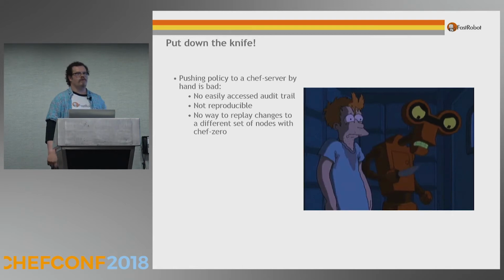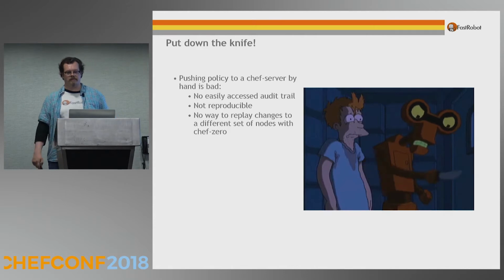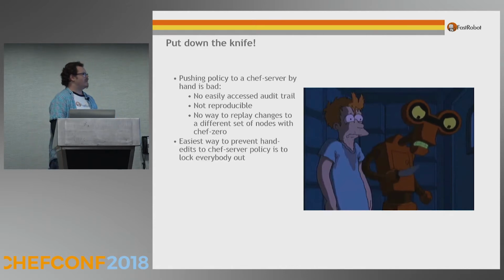It's also really hard to replay that set of changes outside of the Chef server that you pushed your changes to. Later I'm going to get into using AWS to build AMIs and to use Chef Zero without a Chef server using the same technique. You can't do that if your only way of pushing policy is to run knife node from file or knife data bag from file, that sort of thing. So the easiest way to make sure that nobody uses the Chef server via knife commands is to lock everybody out.